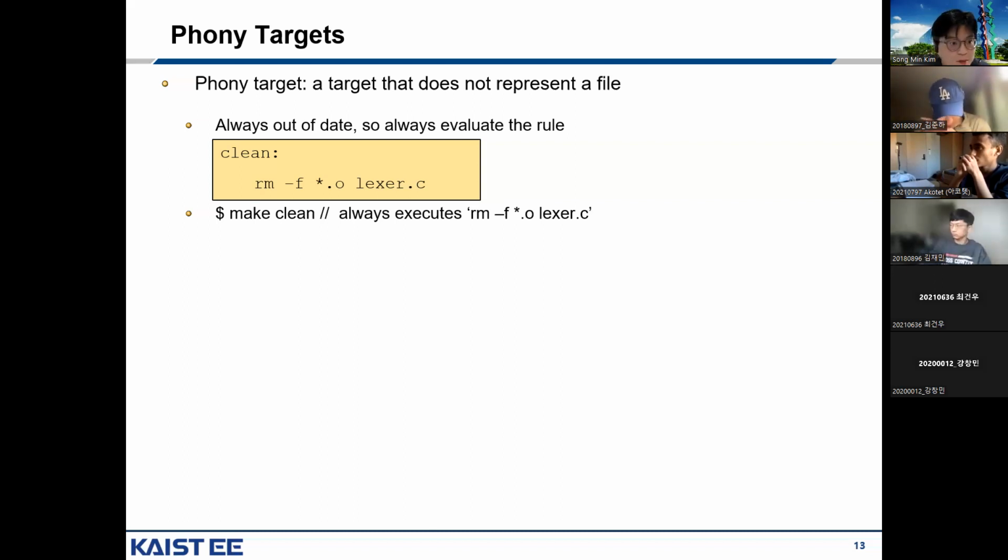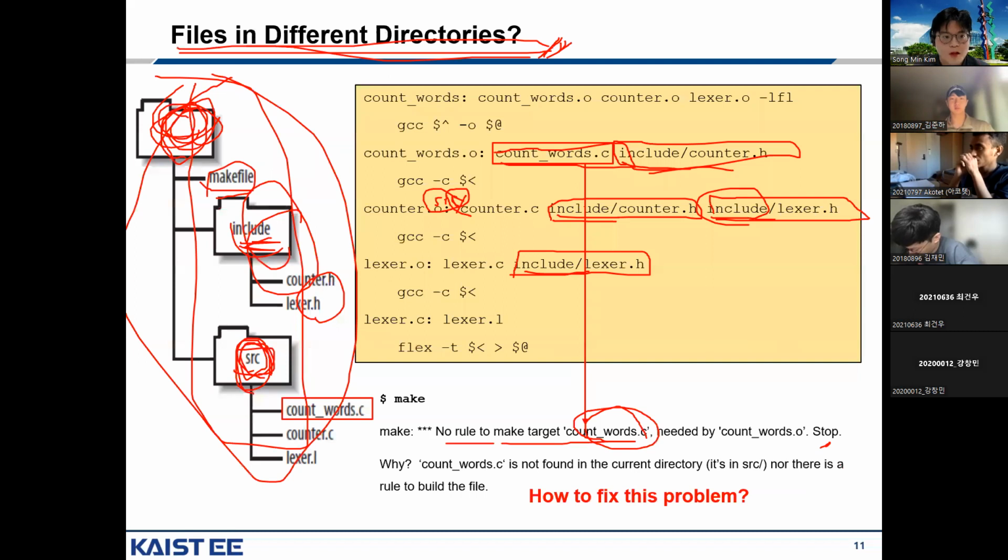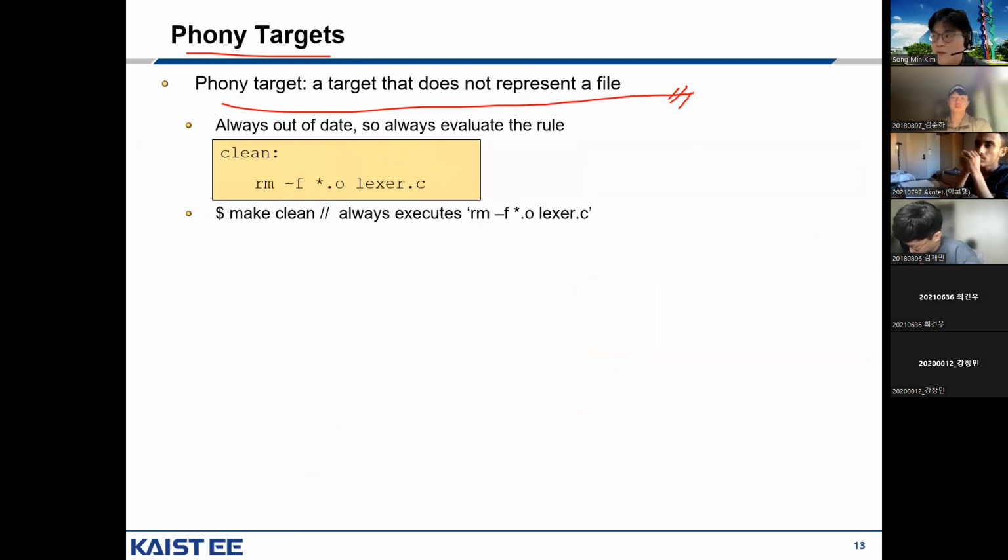Okay, let me resume. There's something called phony targets. A phony target is a target that does not represent a file. As we can see, until now all the targets were actually the name of a file, right? It could be a .o file, some executable, or a .c file, but they are all file names. But there are cases where you don't want the target to be a file, like clean.